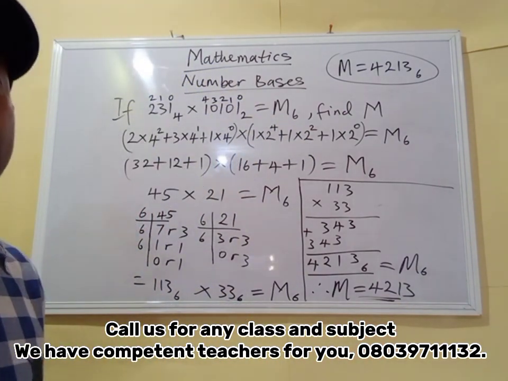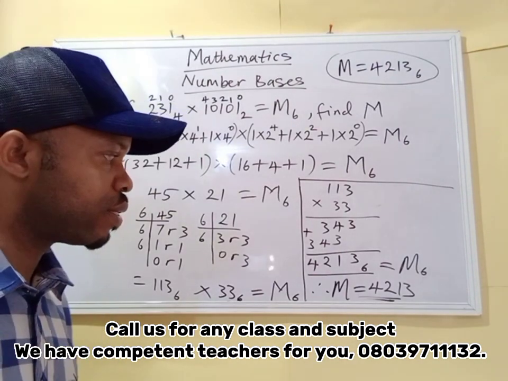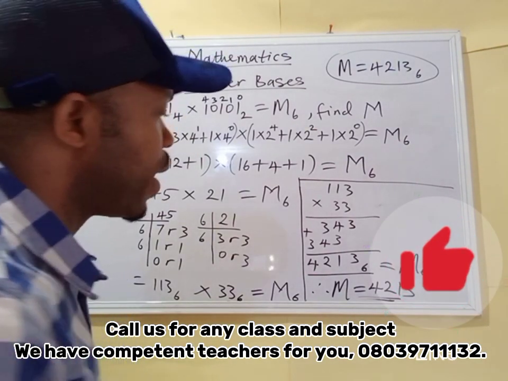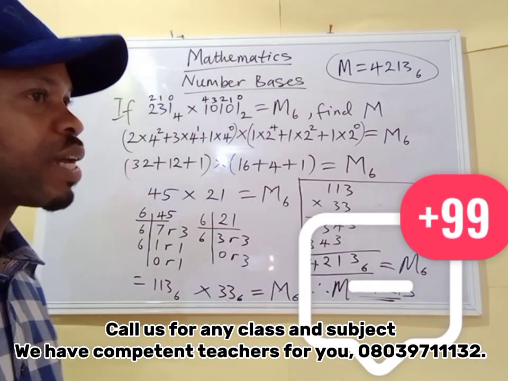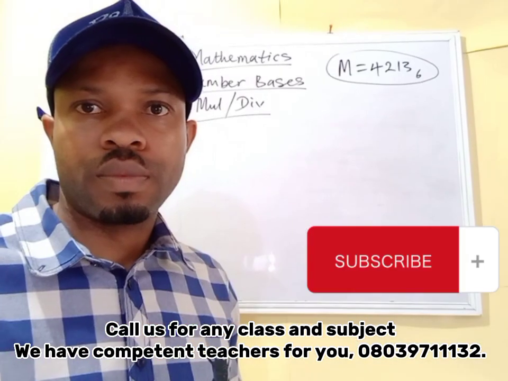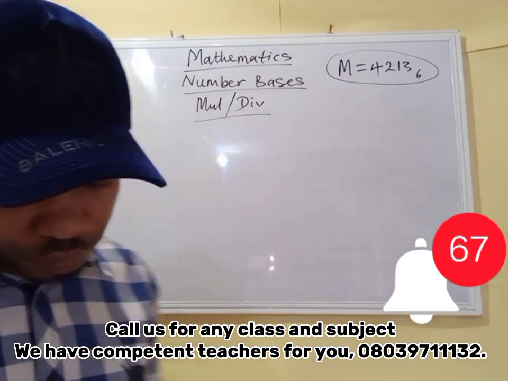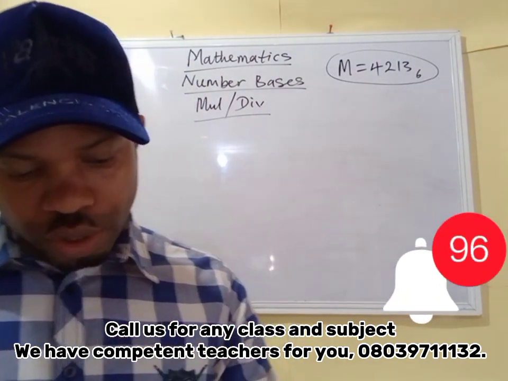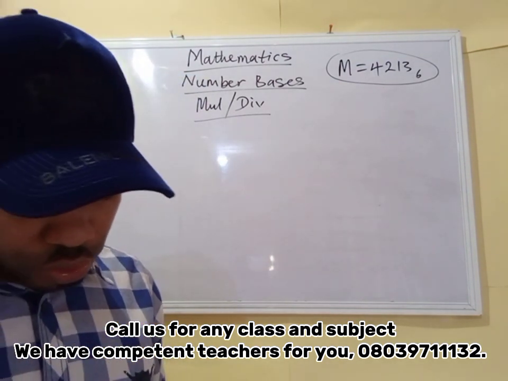So this is how to solve this kind of problem in number basis. You can find this in theory, you can even find it in JAM. Of course, JAM is always OBJ. You can find this kind of question there. Alright. We're looking at multiplication and division of number bases now. We are done with addition and subtraction, and of course we've also solved some random questions.